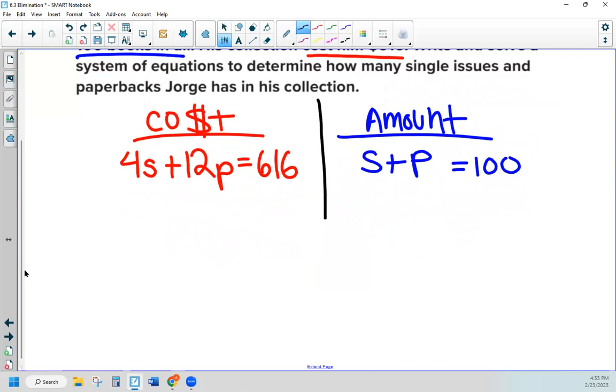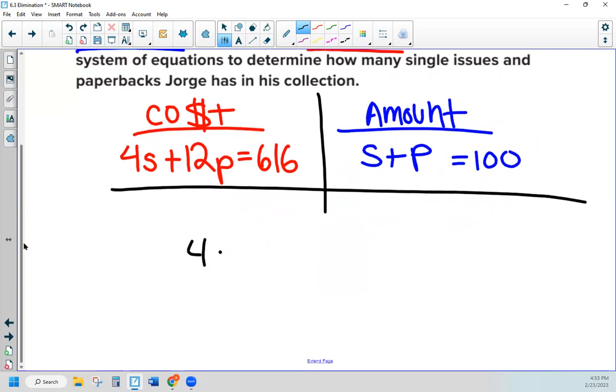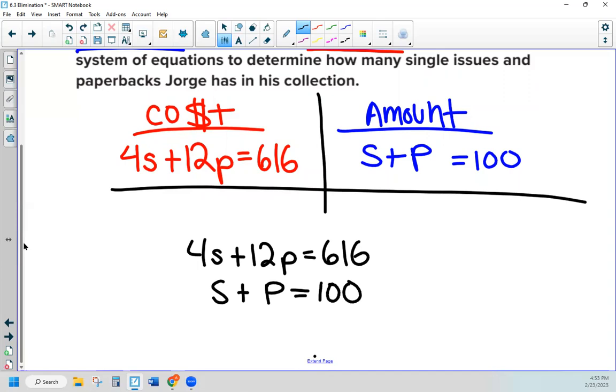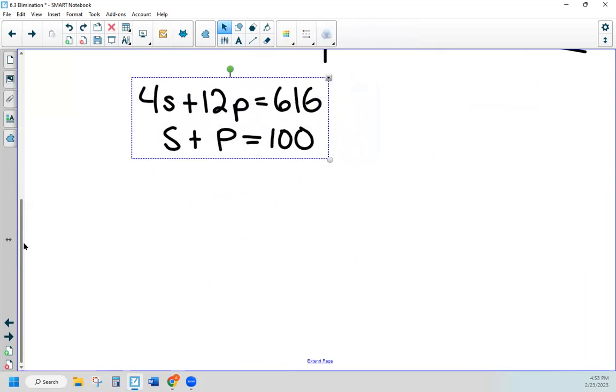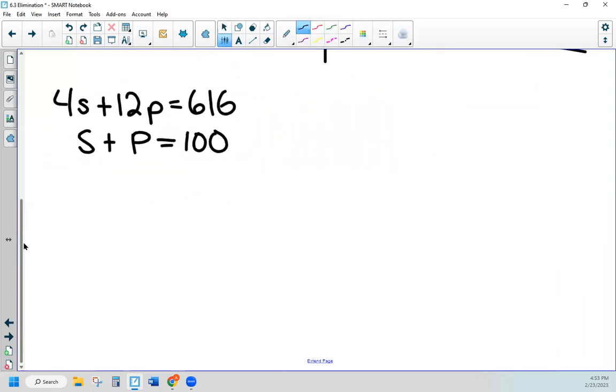So I got my 2 equations right here. What I want to do is line them up so I can go ahead and do our elimination process. We have single issue plus paperbacks is a total of 100 books. Using elimination, can I subtract and add right now? I cannot. I am not able to subtract or add to get 0. So I have to determine what equation I must multiply, either one or both of them, so I can get the numbers the same.